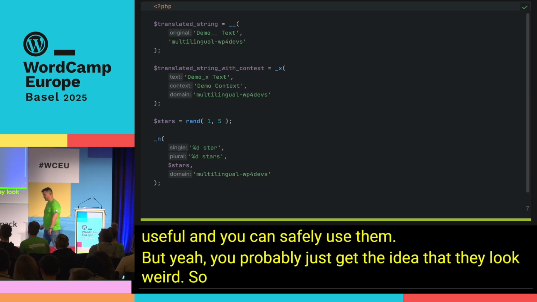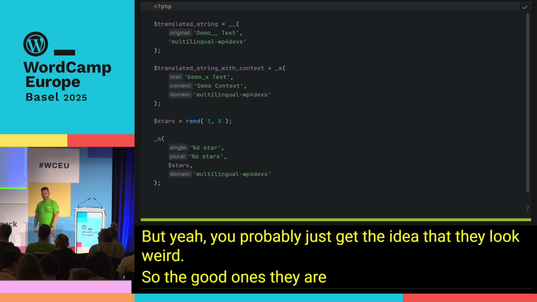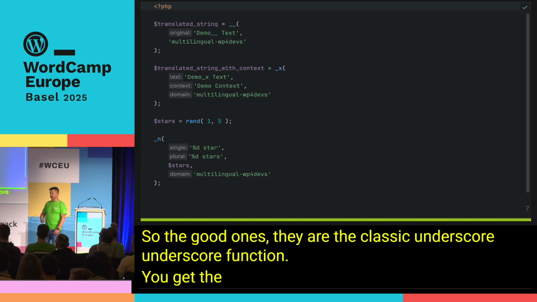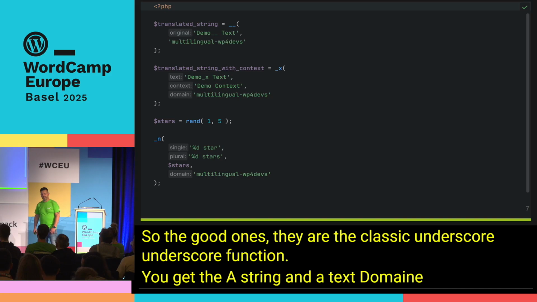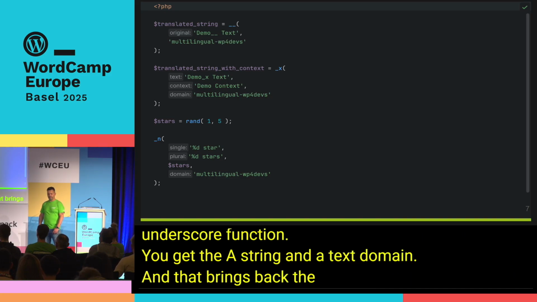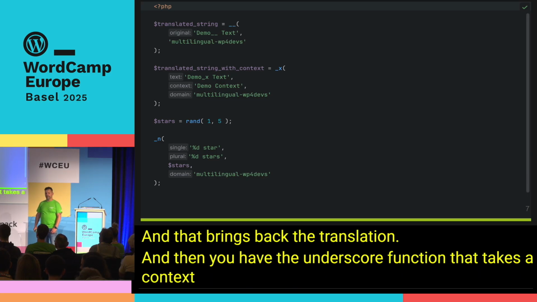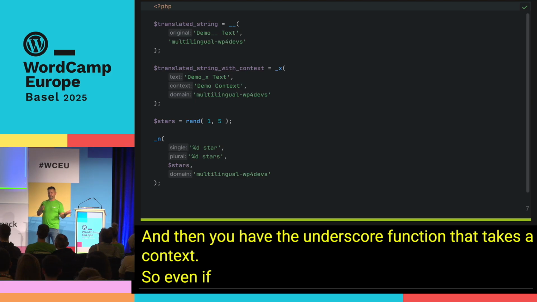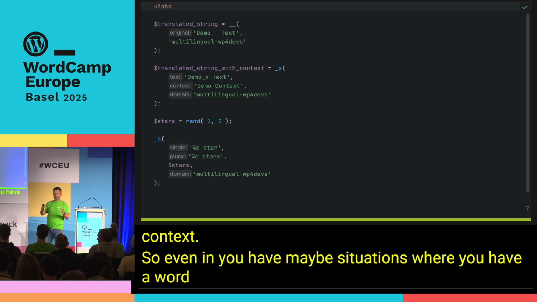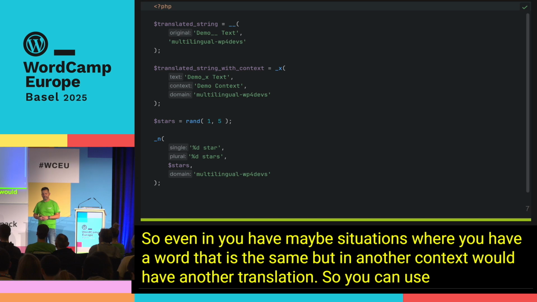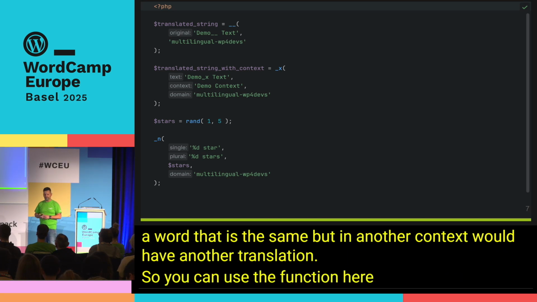So the good ones are the classic __ function. You pass a string and a text domain, and that brings back the translation. Then you have the _x function that takes a context. So you may have situations where a word is the same, but in another context would have another translation. You can use the function here, and that's quite helpful.